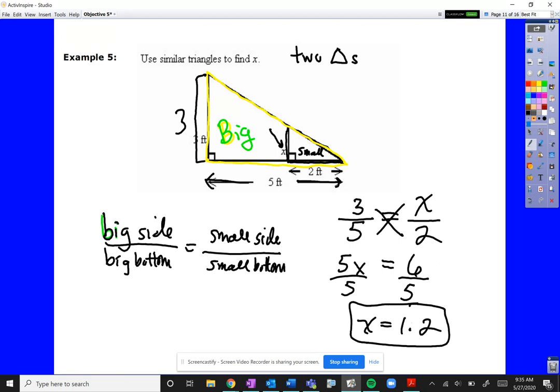Perfect. And again, do a quick mental check. Is the bottom bigger than the side on the big triangle? Yes, 5 is bigger than 3. So in the small triangle, the bottom of 2 should also be bigger than the side. So when we get the side to be 1.2, it checks out. Good stuff.